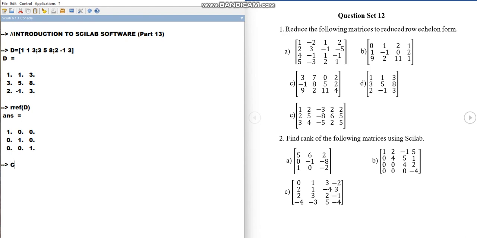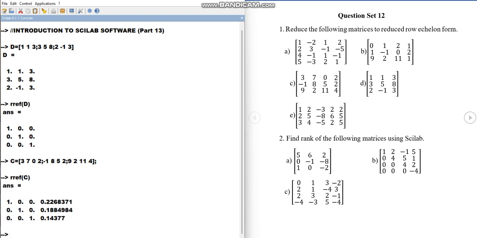Let us take the C question, where we have a matrix of order 3 by 4. That means a rectangular matrix: 3, 7, 0, 2. So there it is not going to transform to an identity matrix. Minus 1, 8, 5, 2, and then 9, 2, 11, 4. So this is the matrix C, and the reduced row echelon form, RREF of C, is this matrix.